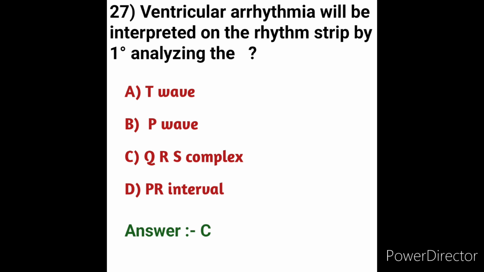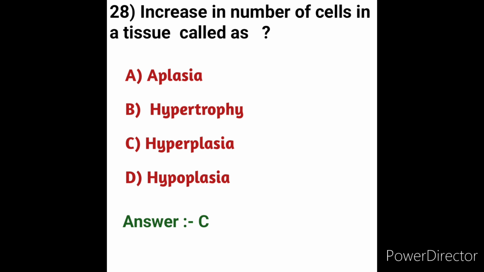Next we will move on to the 28th question. An increase in the number of cells in a tissue is called as? We will see the options. Option A aplasia, option B hypertrophy, option C hyperplasia, option D hypoplasia. Before the discussion we will see what these options are. Aplasia means an organ, tissue or body part didn't develop normally.